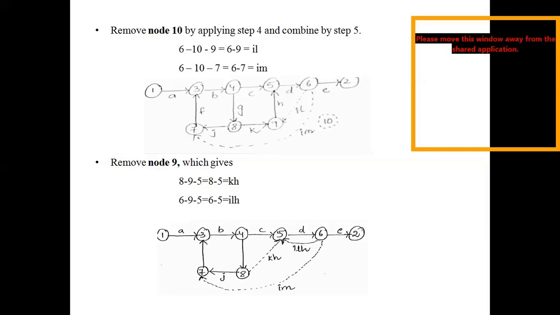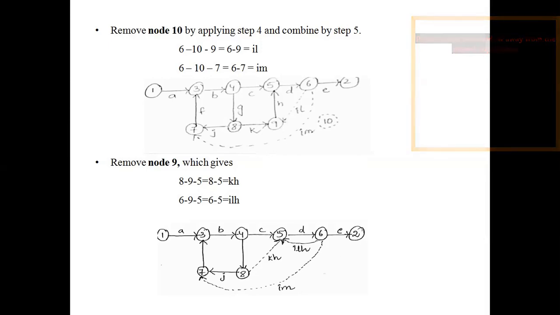After removing the 10th node, we will go for the next node. Here the next node I am removing is the ninth node, in the sequence process. Okay. So now again, you need to check what the incoming nodes and the outgoing nodes of the ninth are. The two paths that are generated from the 9 are 8, 9, 5.